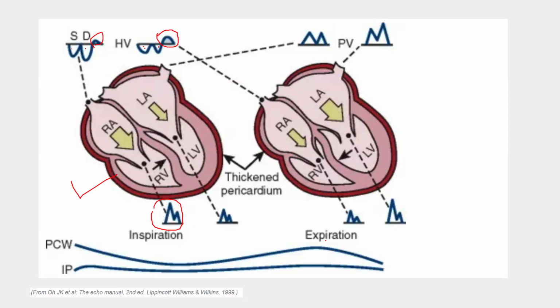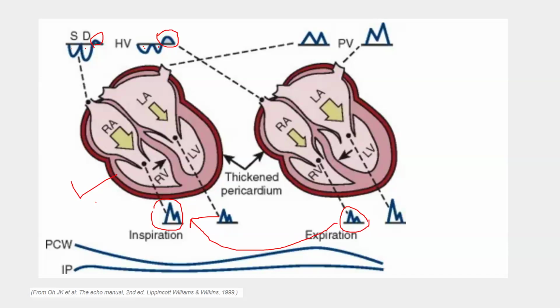And the other thing is that, look at the tricuspid inflow during expiration and compare it to during inspiration. It's going to decrease. Yes? So during inspiration, we have more tricuspid inflow and less backward flow in the liver. During expiration, we have less tricuspid inflow and more backflow into the liver. Okay, let's look at the left side of the heart.